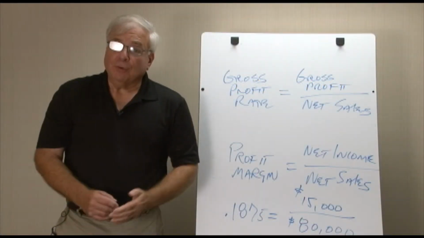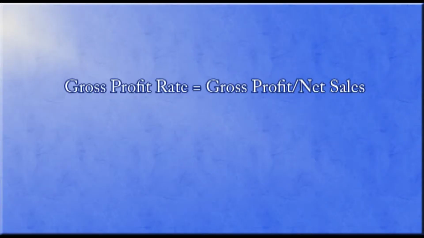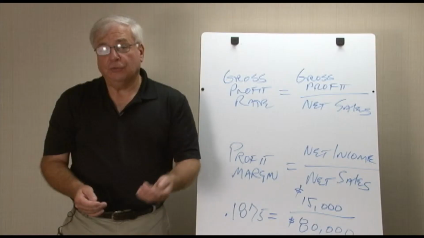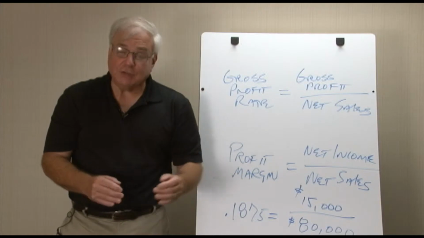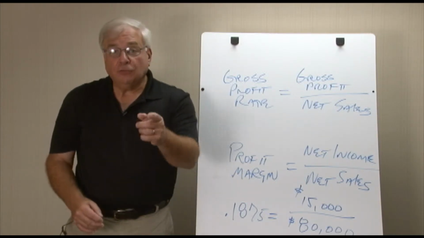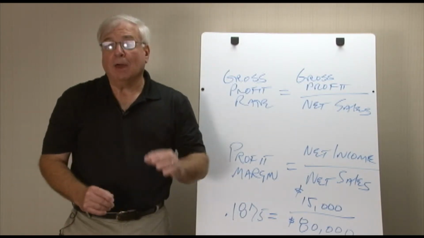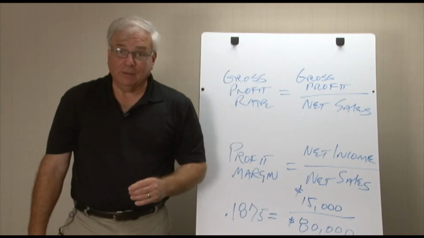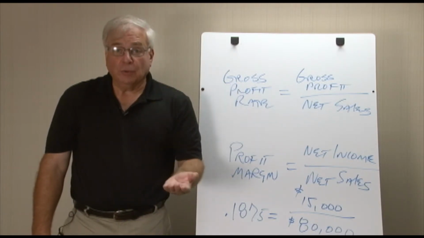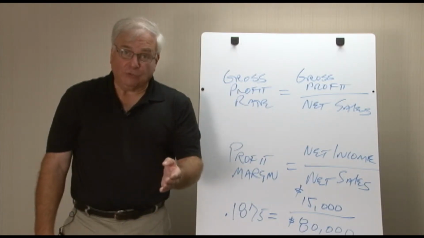The gross profit rate is computed by taking the amount of the gross profit and then dividing it by the amount of the net sales. So in other words, it's the gross profit as a percentage of the net sales. This will let us see if we're making the amount of markup that we expected to make. If it falls short, there are two possible causes.